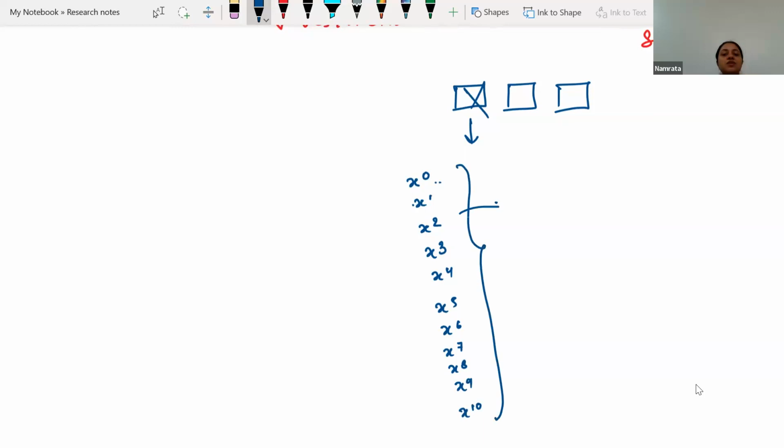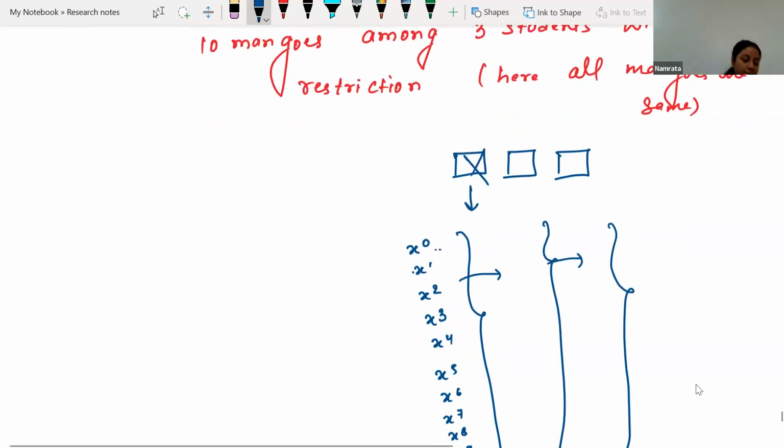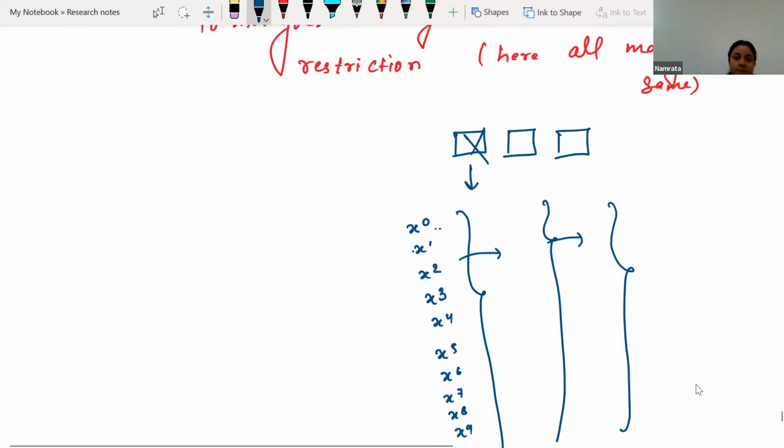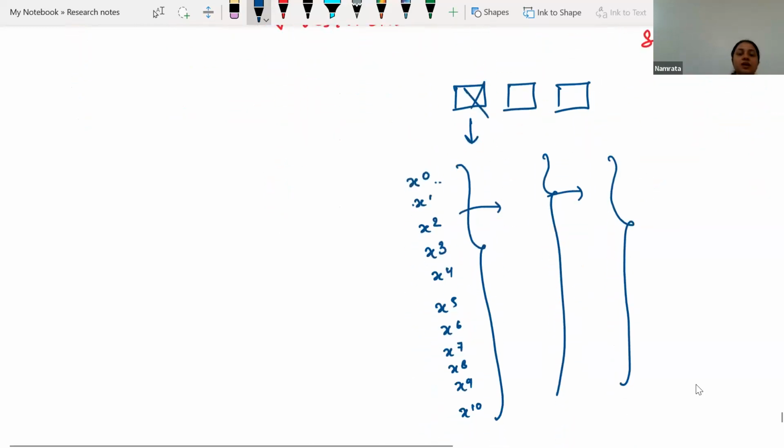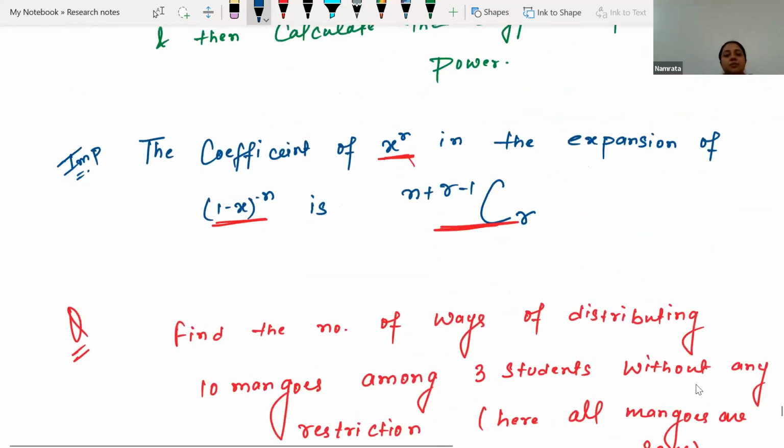Similarly, just like this we will have the possibilities of the second student, and just like this we will have the possibilities for the third student. Agree? Yes, ma'am. So here we are saying that these are the total possibilities. Now let's get back to the theorem.